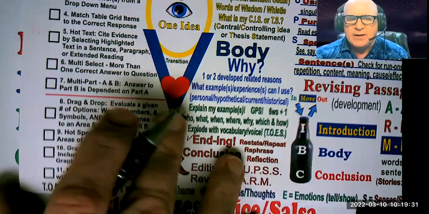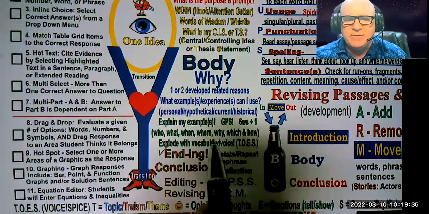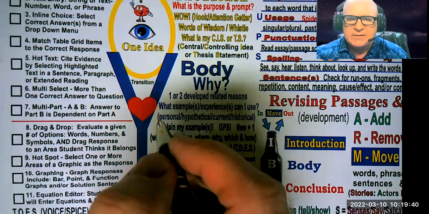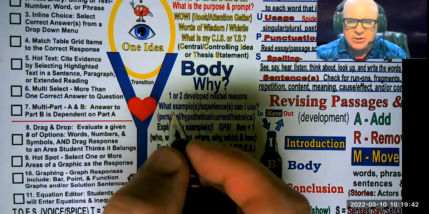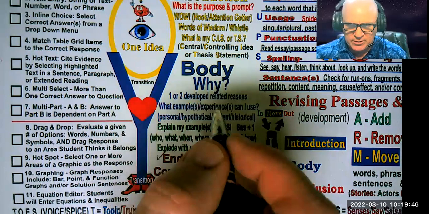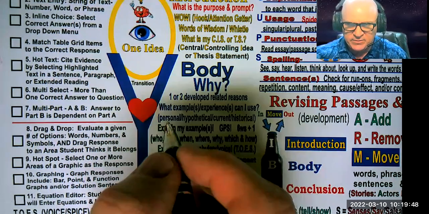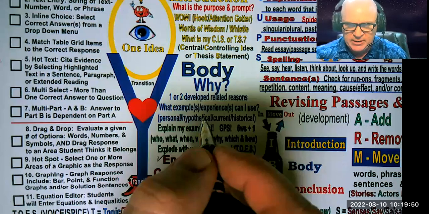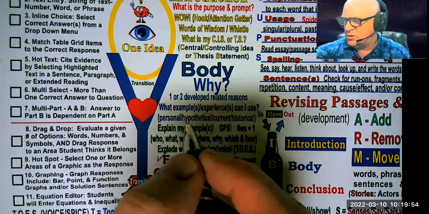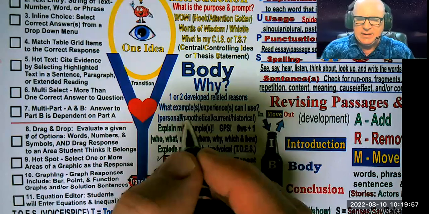And that's what I said about the examples that you're going to give, because of the structure of expository: what example or experience can I use? Personal, hypothetical, current, or historical. Pirates have cool hooks. Pirates have cool hats. Pirates have cool hair. So you can use any one of those. Why am I saying that?